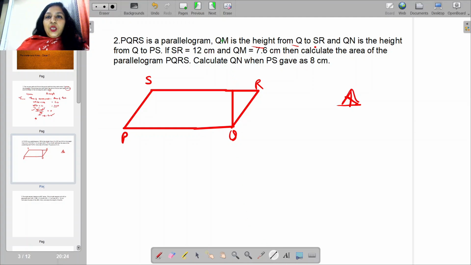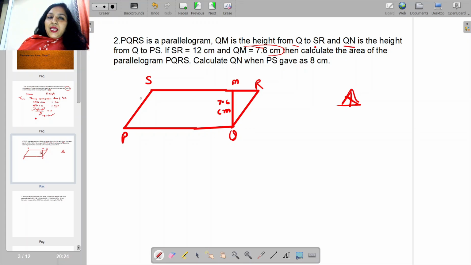जिसको हम बोलेंगे QM. Okay, let me just name it as M. The value of QM is given 7.6 centimeter. I have inputted the value. Now QN is the height from Q to PS.